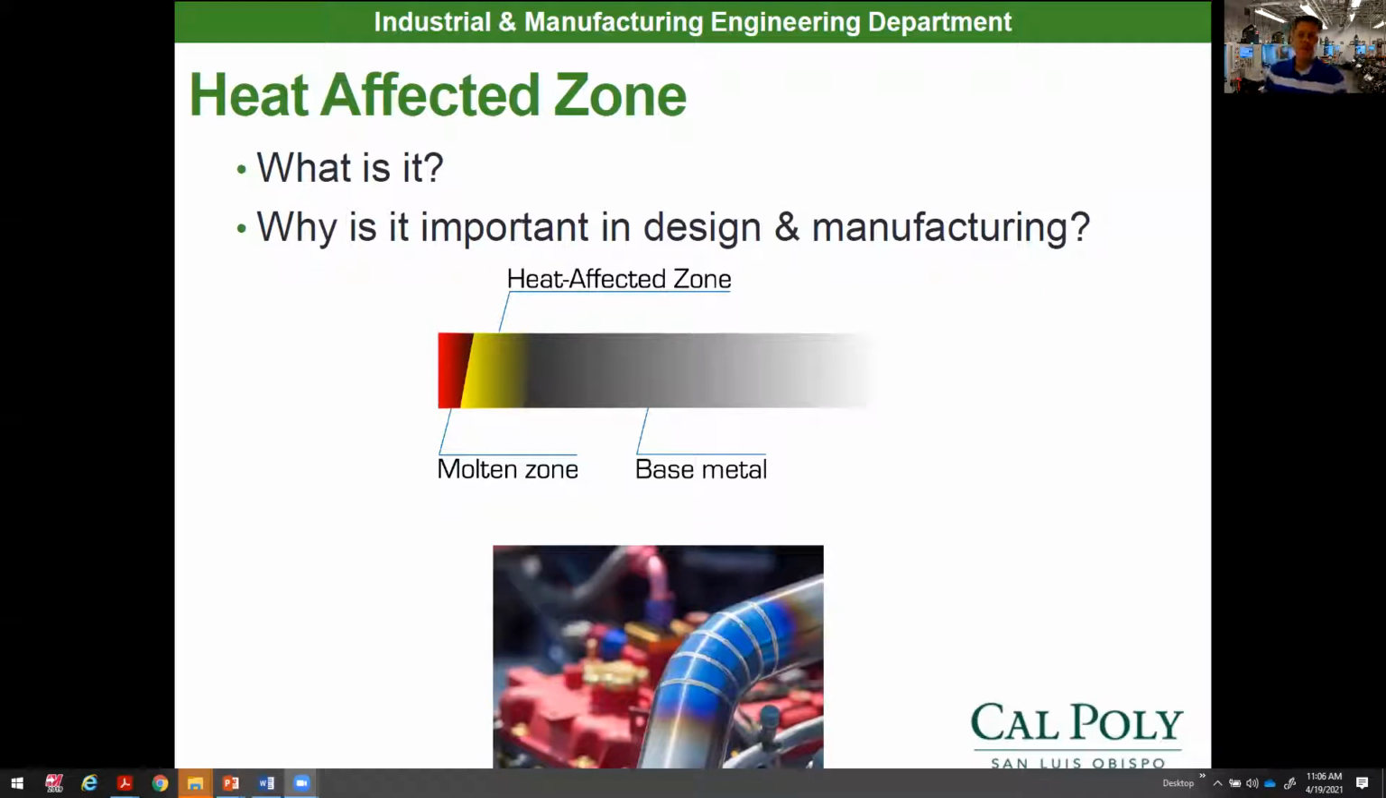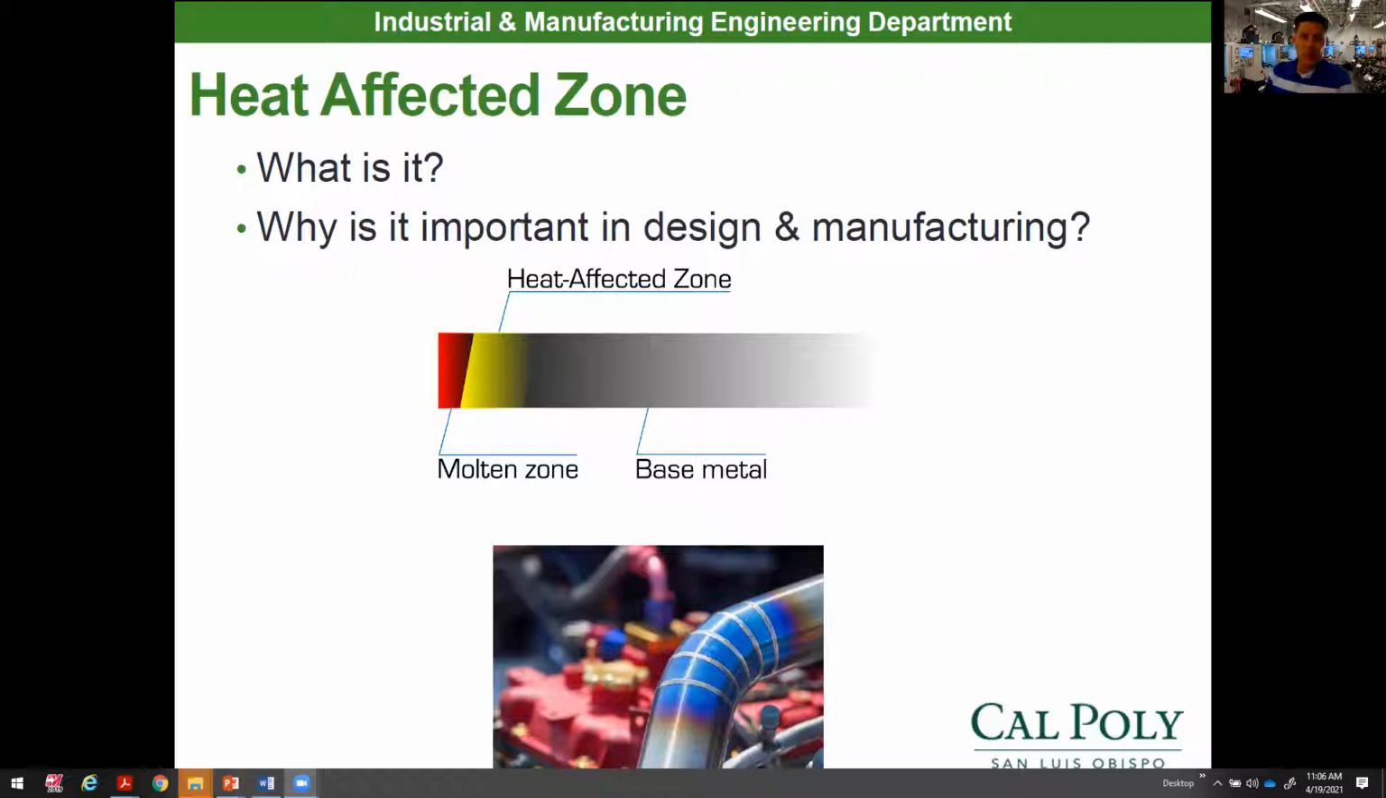But when heat goes into that material and we're manufacturing it, we might actually change the base metal's properties through our manufacturing processes. And that's not going to be a good thing, or it might be a good thing. It just depends on what we're doing. So there's something called the heat affected zone.